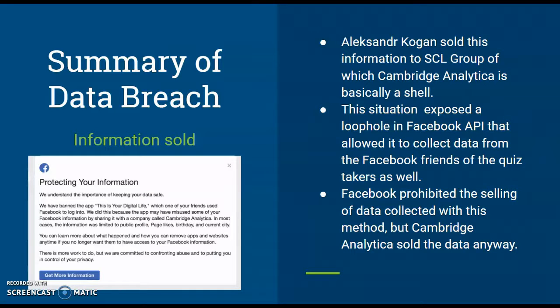About information sold. Kogan sold this information to SCL Group, of which Cambridge Analytica is basically a shell. This situation exposed a loophole in Facebook's API that allowed it to collect data from the Facebook friends of the quiz taker as well. Facebook prohibits the selling of data collected with this method, but Cambridge Analytica sold the data anyway.